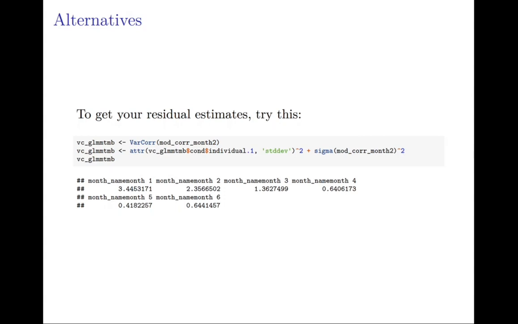The codes here, you can see that you get a very similar significant result, but you have nice p-values. You don't have to look them up in a table. And to get your residual estimates, you can try this. This code helps you get your actual residual estimates for each month that are standardized appropriately. So again, this matches what we saw using the LME code to get the standardized variance estimates per month.